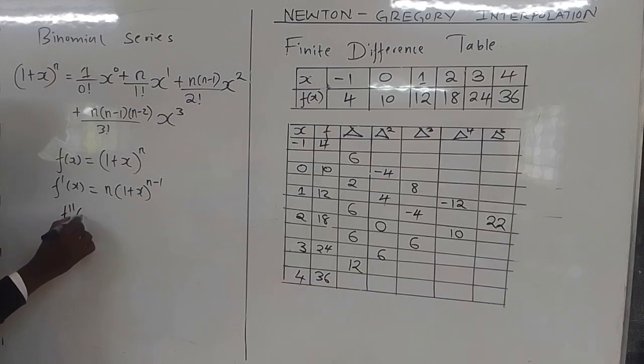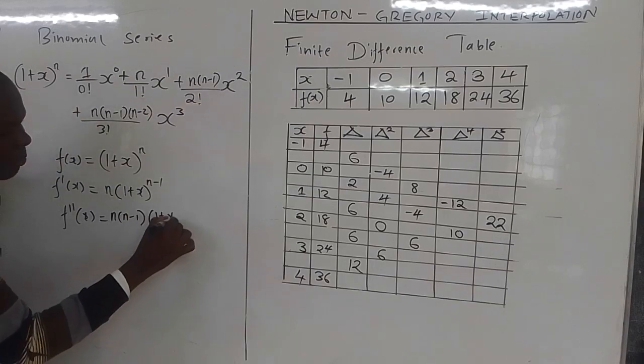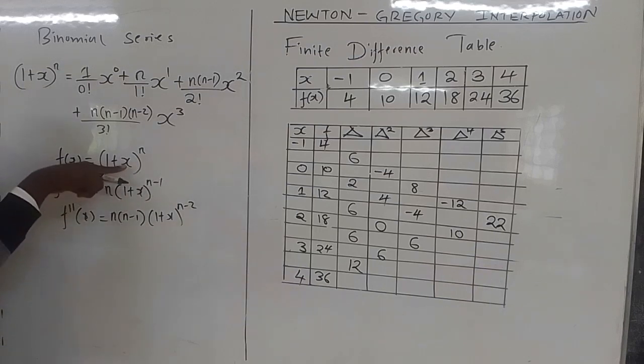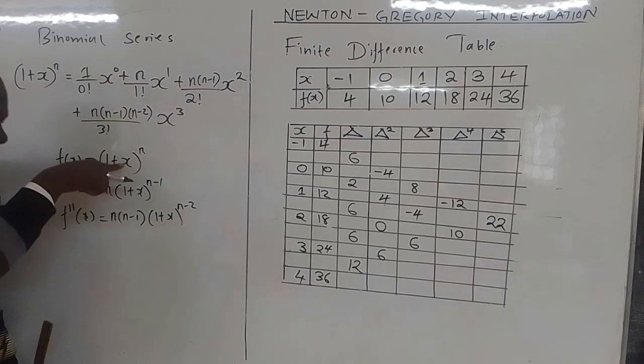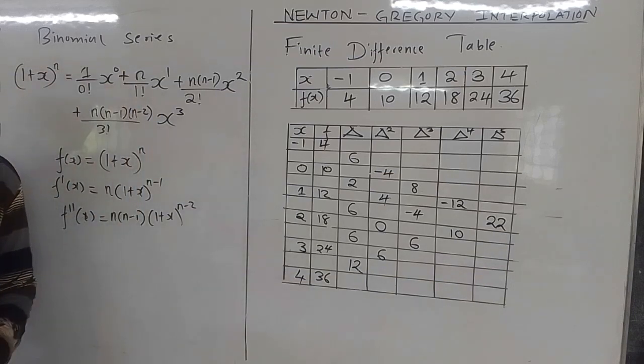Then you move to the next one. If you differentiate it for the second time, you get n into n minus 1, then you now have your 1 plus x, you reduce the power by 1, you get n minus 2. See this? Because I'm not going to the inner function, because if I differentiate the inner function, I get 1. Those are things you know, as we will be talking about, isn't it?